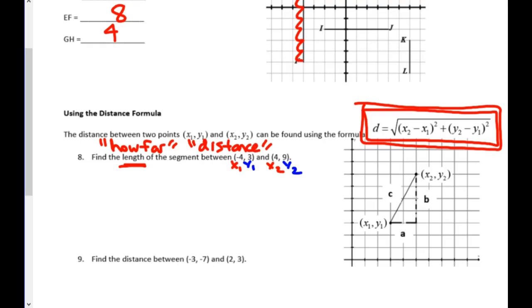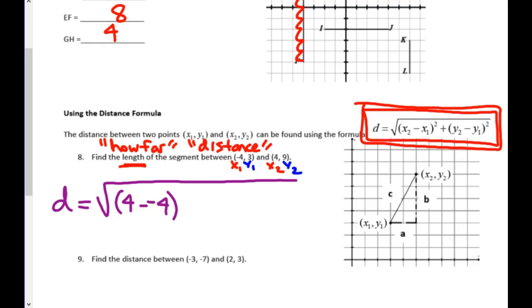So let's write this down. I want you to write distance equals, and I want you to put a long square root, okay? This equation is kind of long. Then what comes in our equation is parentheses. Now, what's x2 here? 4. What's x1? Negative 4. Notice we're subtracting them. So I'm going to write 4 minus negative 4.